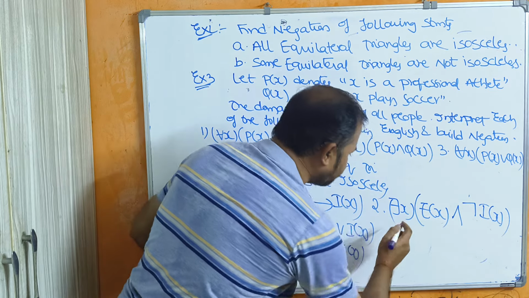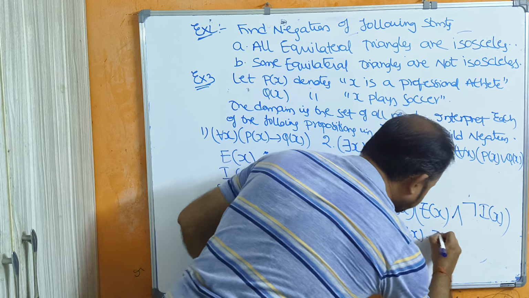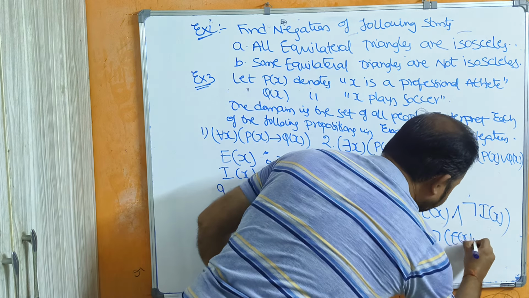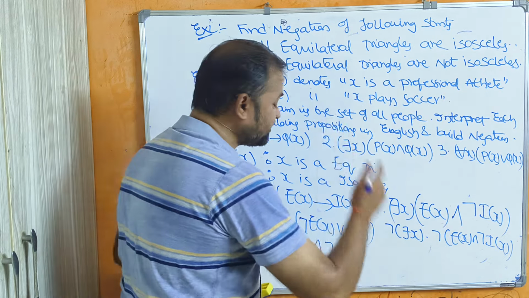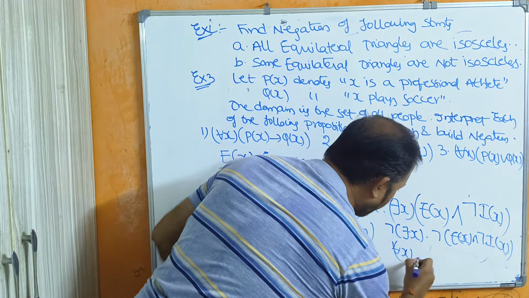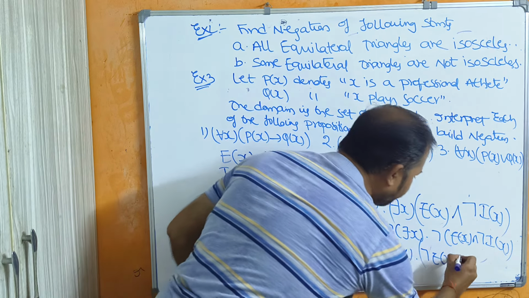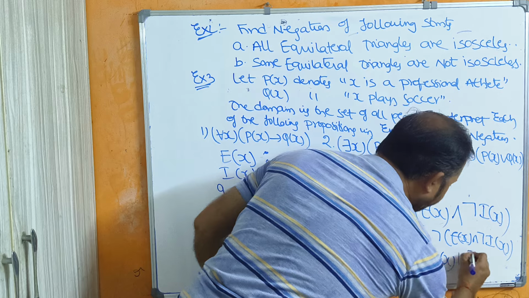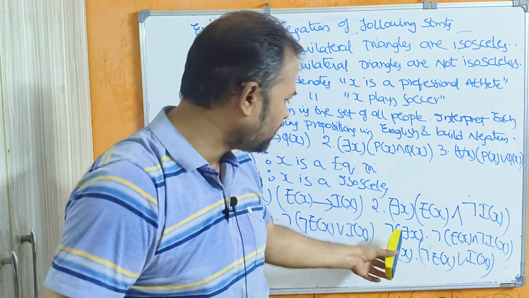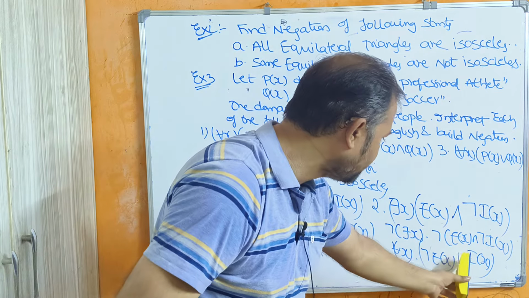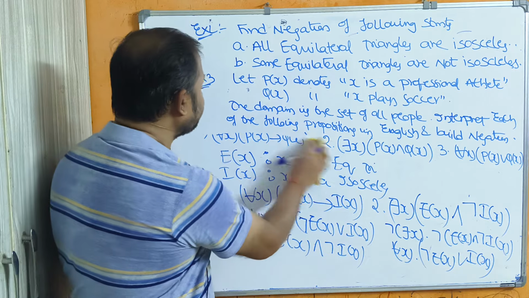So we need to compute the negation for this statement. Negation of there exists x, we can write this as negation of there exists x, negation of E of x and negation of I of x. Negation of existential means universal quantifier. So for all x, negation of E of x. Negation of and means or. Negation of negation means the original variable, so I of x. So this is the solution for the second example.